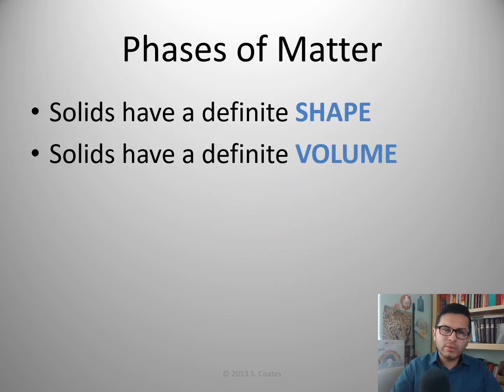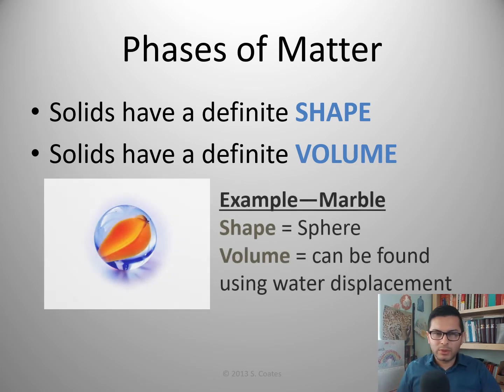I would definitely write these things down because these will be on a test. The two things to write down are: solids have a definite shape, and if kept at the same temperature, solids have a definite volume, which means they take up the exact same amount of space.